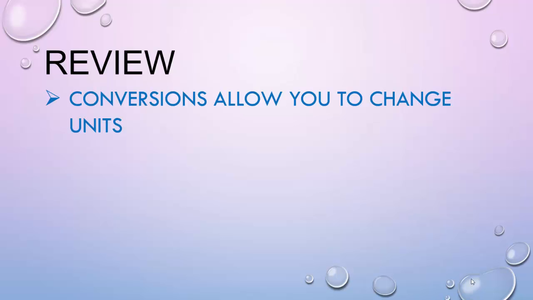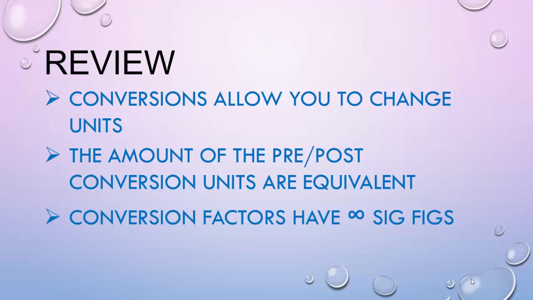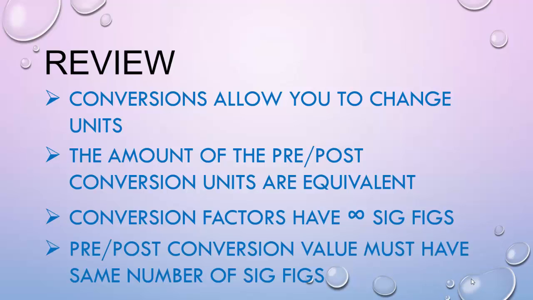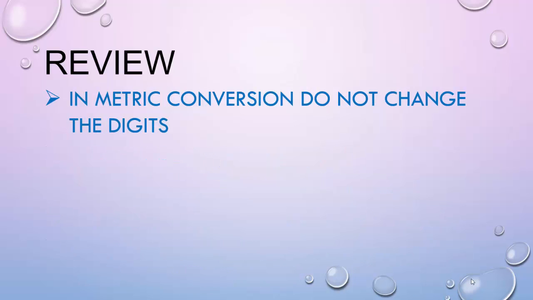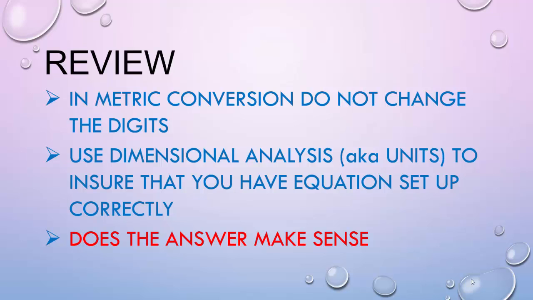So that's all there is to conversions. Now it's just practice. But to review, conversions allow you to change units, but the amounts of the pre- and post-conversion units are equivalent. Conversion factors have infinite significant figures, and the pre- and post-conversion values must have the same number of significant figures. In a metric conversion, keep the digits. They don't change. Use dimensional analysis to ensure that you have the equation set up correctly. Units are your friends. If the units come out wrong, you set it up wrong. And lastly, and importantly, does the answer make sense?